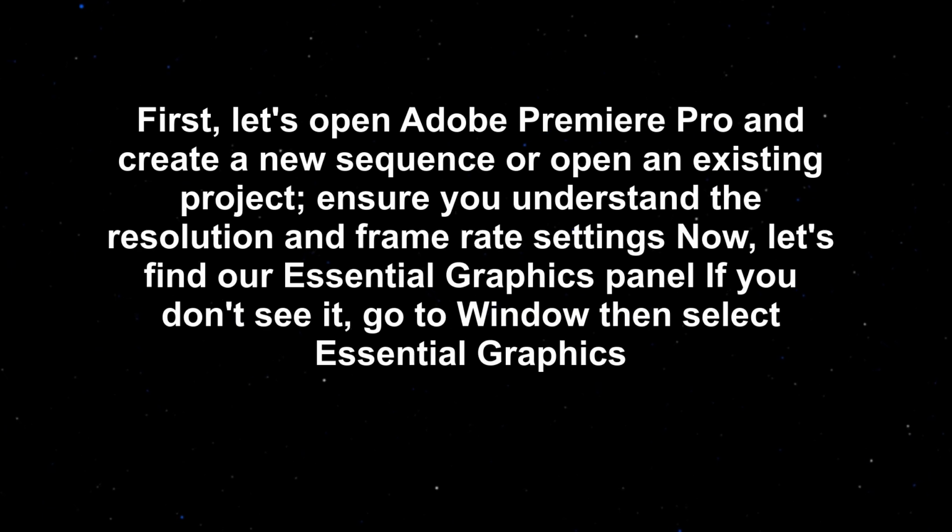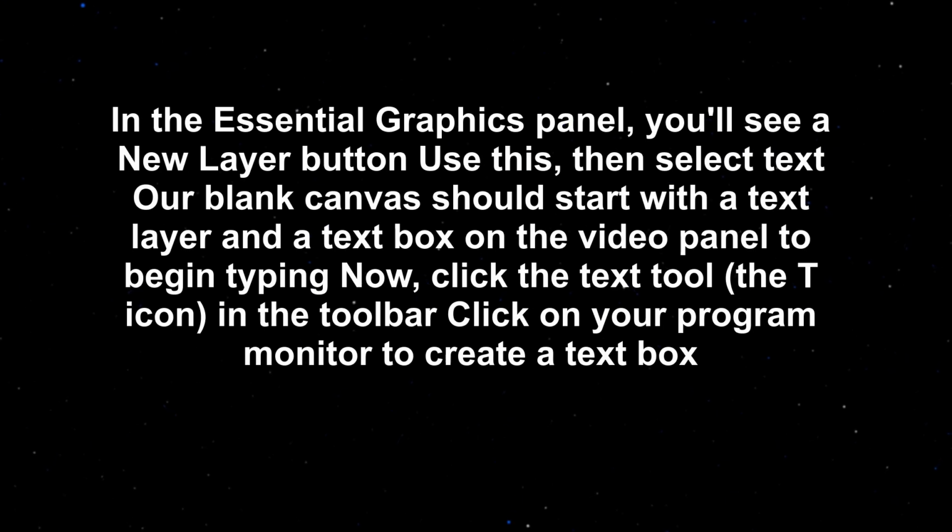Let's find our Essential Graphics panel. If you don't see it, go to Window then select Essential Graphics. In the Essential Graphics panel, you'll see a new layer button. Use this. Then select Text. Our blank canvas should start with a text layer and a text box on the video panel to begin typing now.